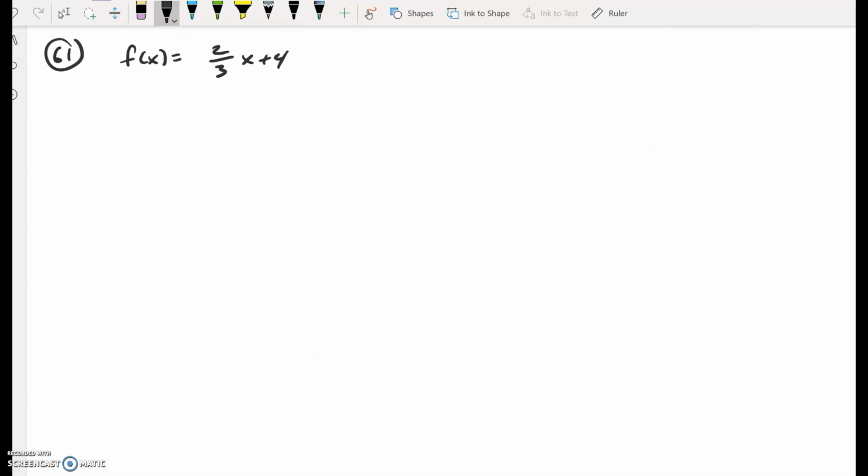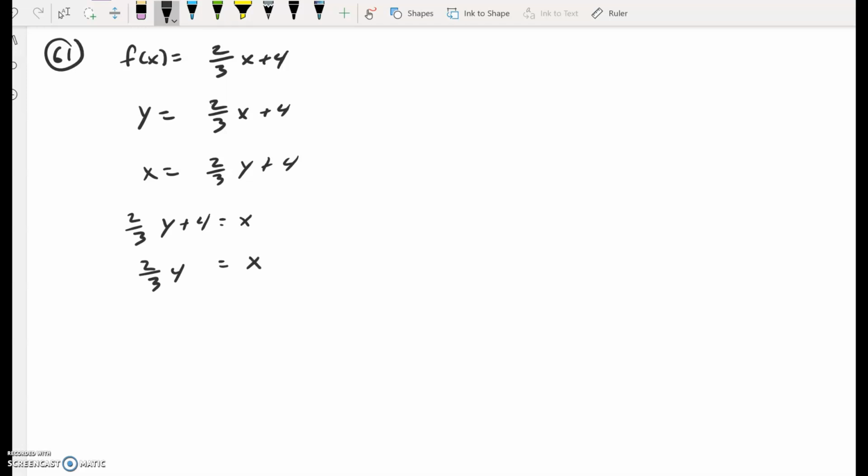This is a line. It's not vertical or horizontal, so it is 1 to 1. It passes the vertical line test and the horizontal line test. To find its inverse, we do these steps. We interchange the x and y. I'm going to subtract 4 from both sides. I'm trying to solve for y. I'm going to multiply both sides by 3/2.